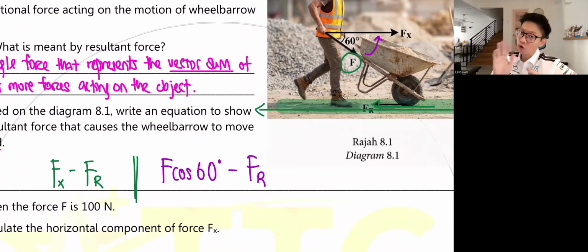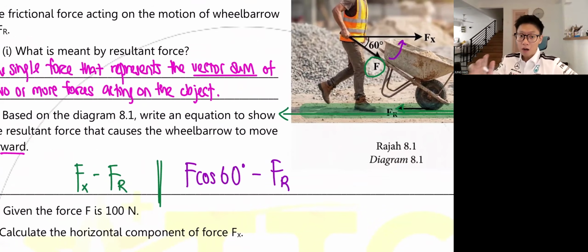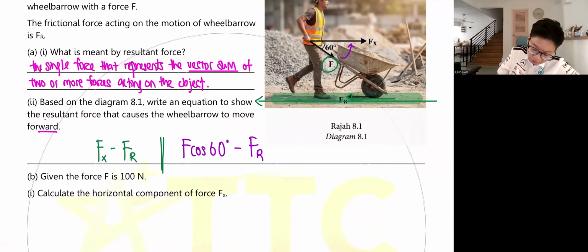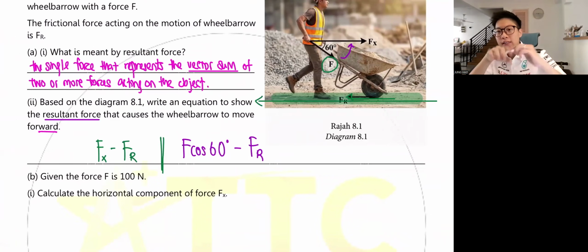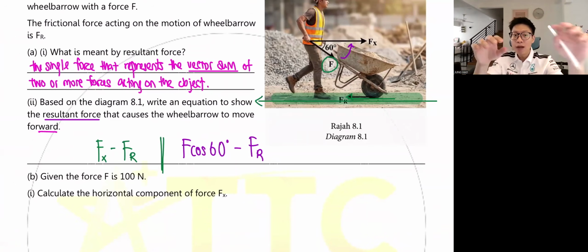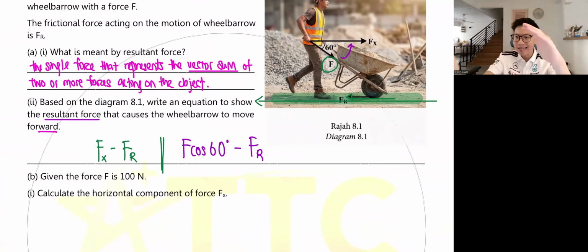Fx more than Fr? No, cannot. Because you want to find resultant force. So resultant force, usually you have to find a value. So you have to calculate it out. Unless you write bigger, you are not really calculating the resultant force. You're only writing the relationship. So therefore it is a minus. That's it. Okay, so Hazim, your question, cannot write more than.